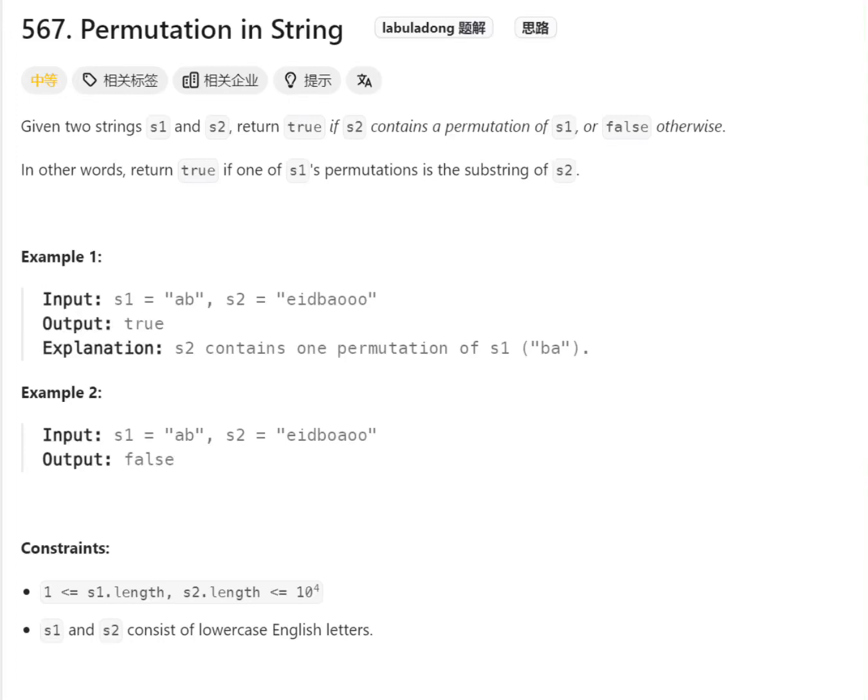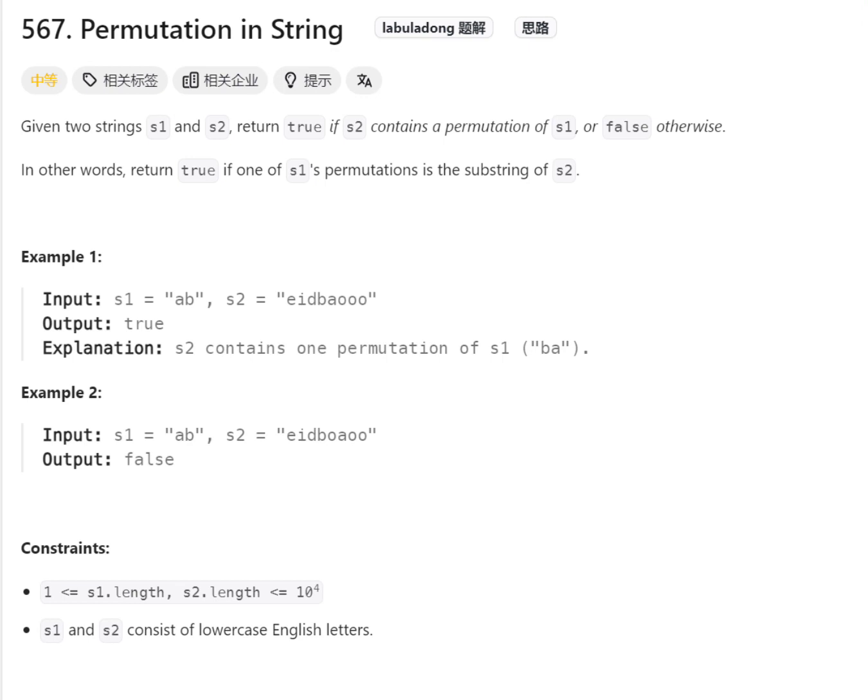Hi everyone, today we're going to solve the LeetCode problem 567, Permutation in String. Given two strings S1 and S2, return true if S2 contains a permutation of S1, or false otherwise. In other words, return true if one of S1's permutations is a substring of S2.